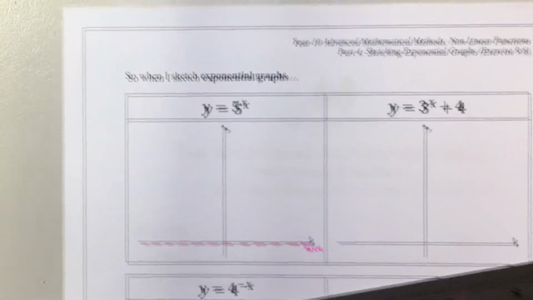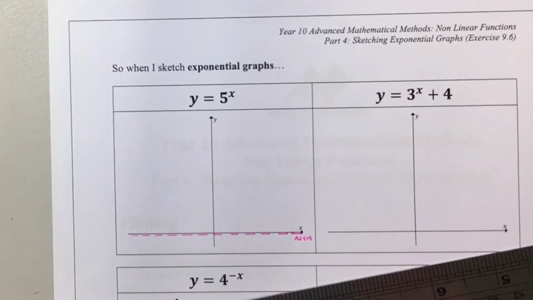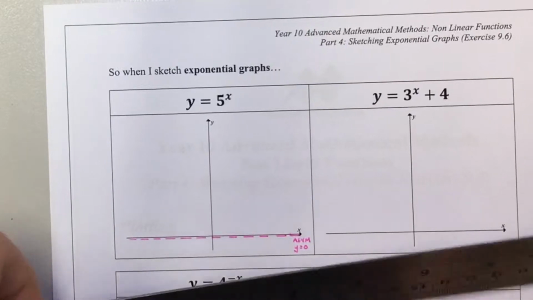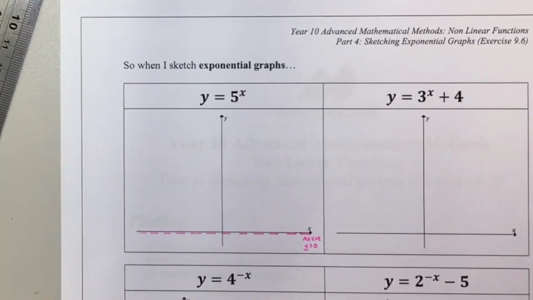What I'll do is I'll even zoom in so you can see my little picture here. Clearer? And does it matter which side you write asymptote on? Nope. Does not matter at all.